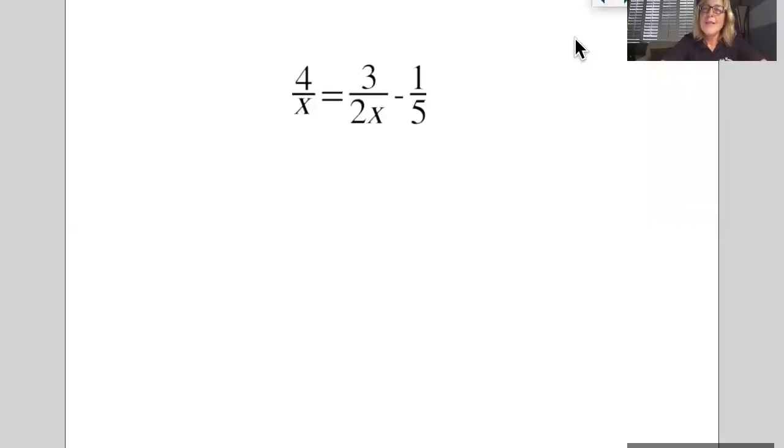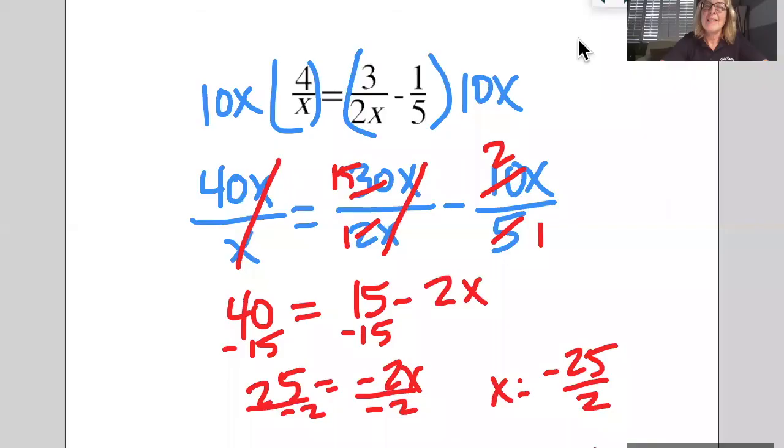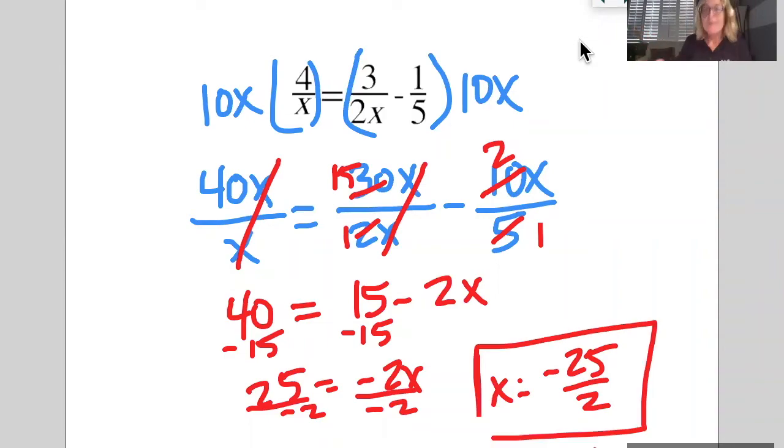All right, why don't you write down this problem and give it a try on your own, and then come back and see how you did. All right, so here's my solution, and I checked it and it works, but x should be equal to -25/2. Take a look and see if that's what you got, great, and if not, see where you're different from me, okay?